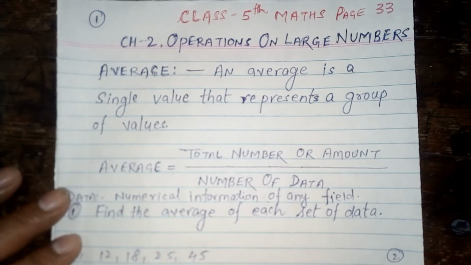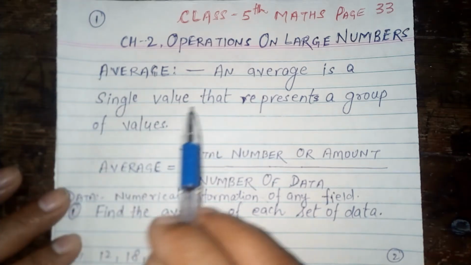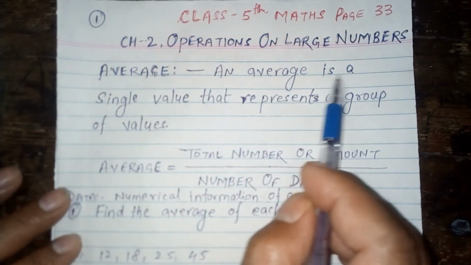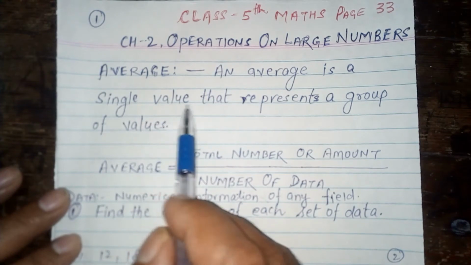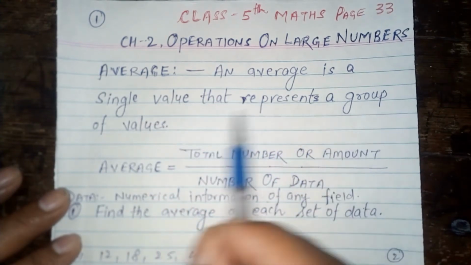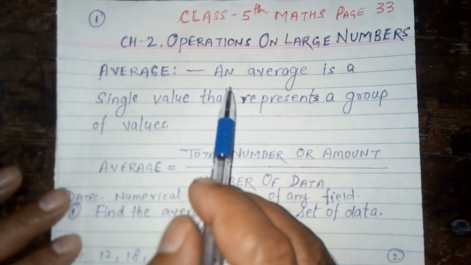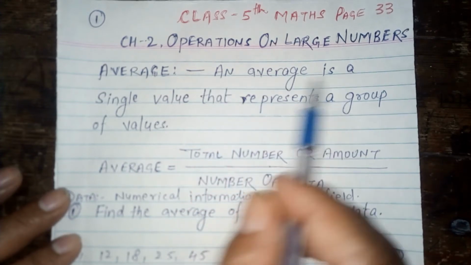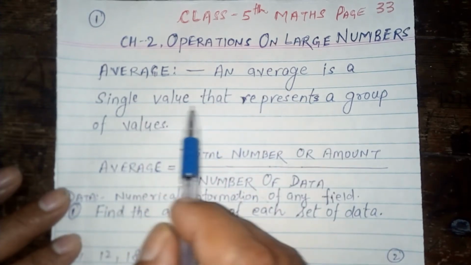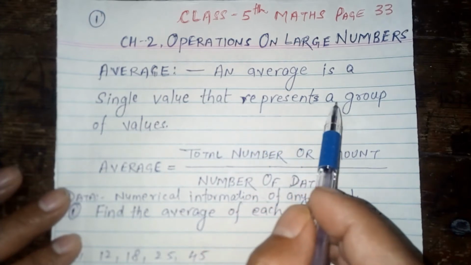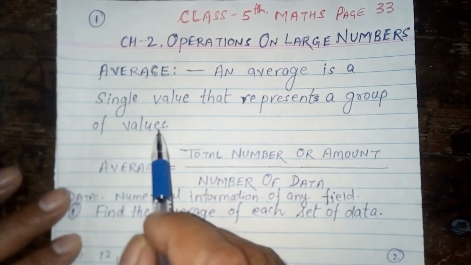As you know, my previous class was dependent on word problems. Now today let us discuss what an average is. An average is a single value that represents a group of values.